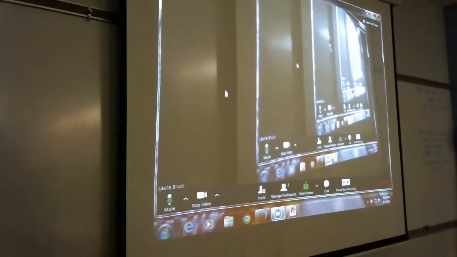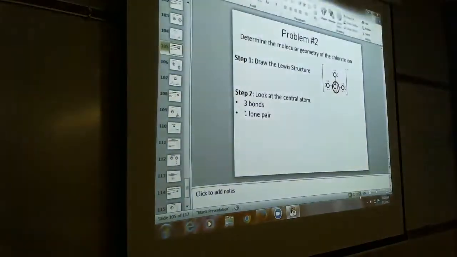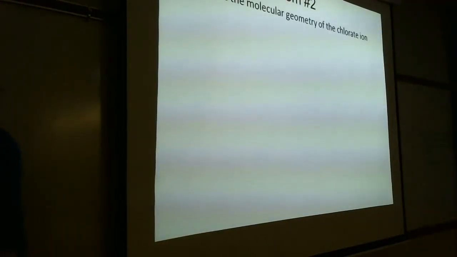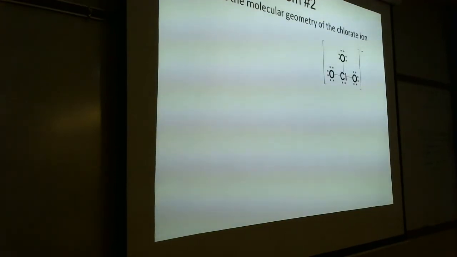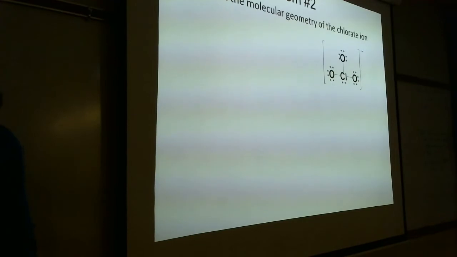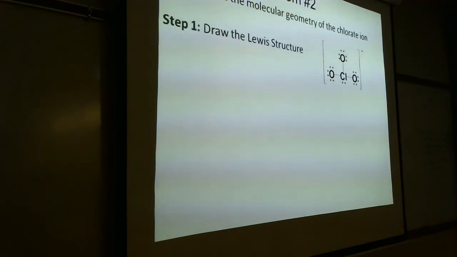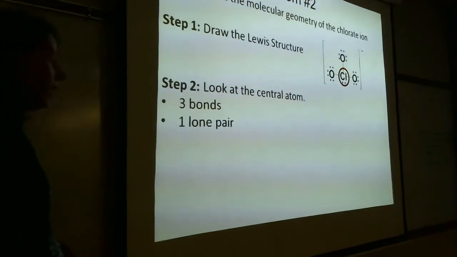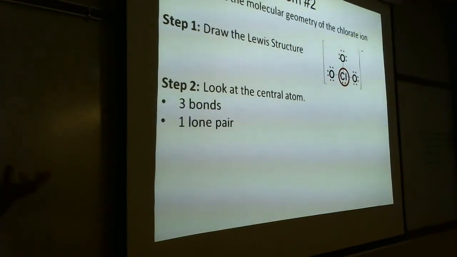Let's go over chlorate. What's the formula for chlorate? ClO3 minus, right? So there's the Lewis structure. Do we agree? So we've got 3 bonds, 1 lone pair. So are the electron domain and molecular geometry going to be the same? No, that lone pair is going to change the electron domain and molecular geometry.